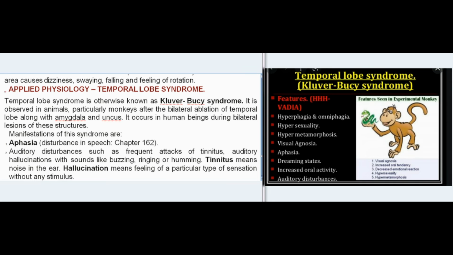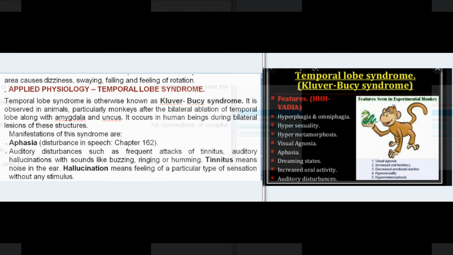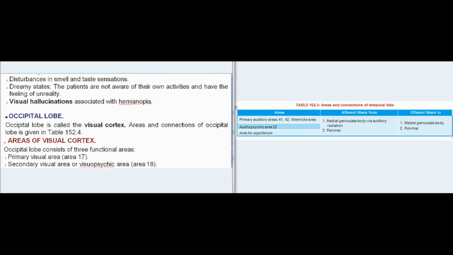Auditory disturbances such as frequent attacks of tinnitus, auditory hallucinations with sounds like buzzing, ringing or humming. Tinnitus means noise in the ear. Hallucination means feeling of a particular type of sensation without any stimulus. Disturbances in smell and taste sensations. Dreamy states, the patients are not aware of their own activities and have the feeling of unreality. Visual hallucinations associated with hemianopia.